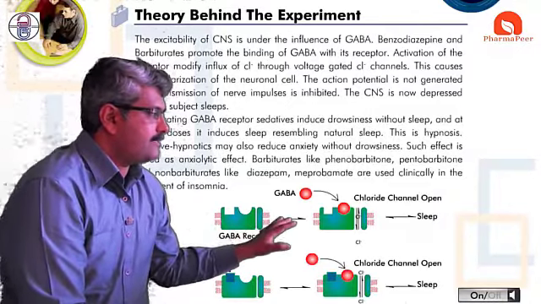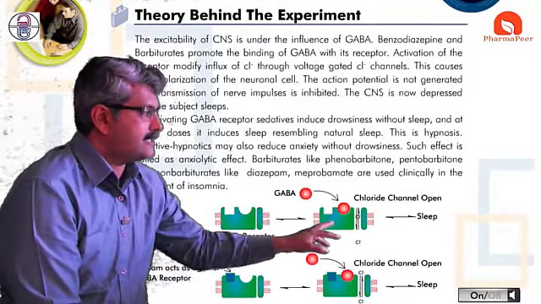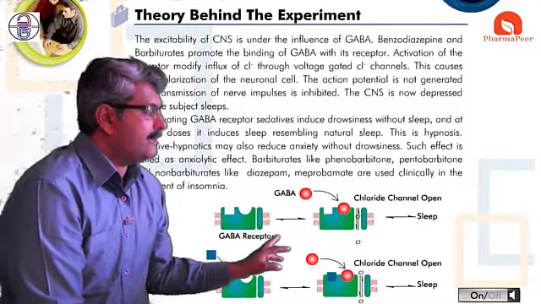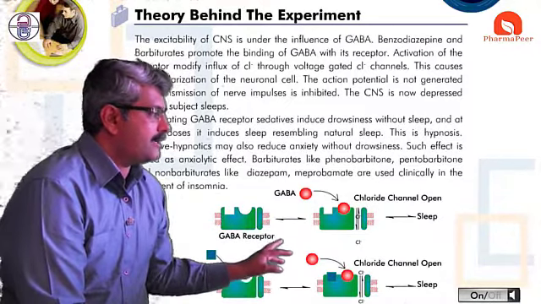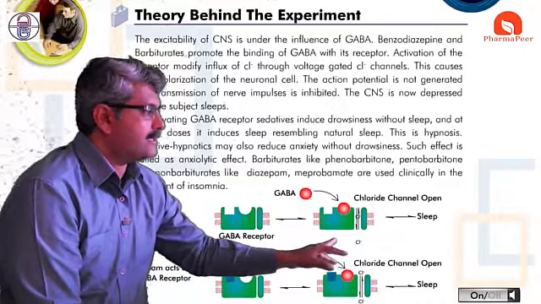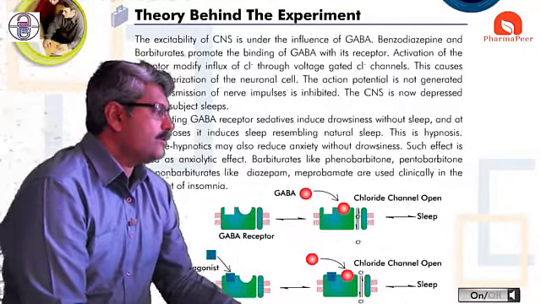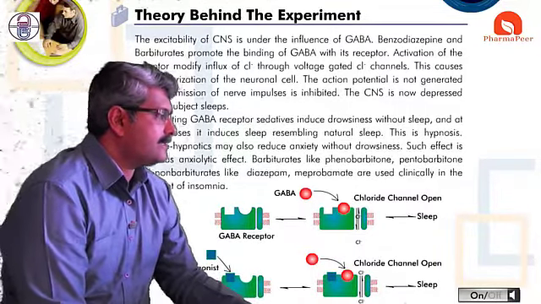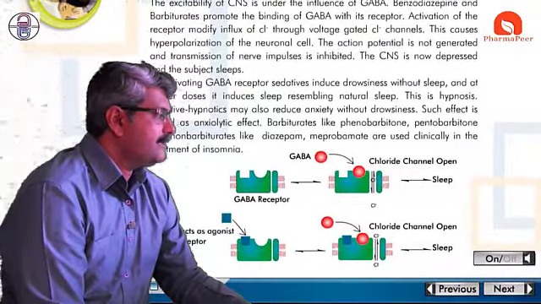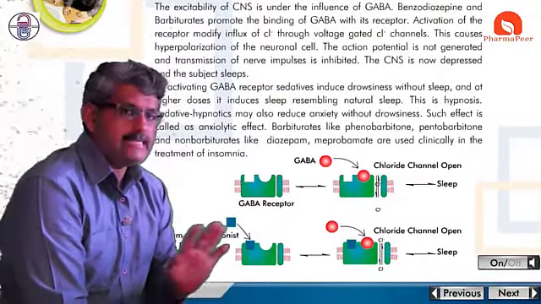So this is the mechanism of action of GABA. GABA binds with the GABA chloride receptor, and due to the binding of GABA, the chloride channels open, and chloride ions enter inside the cell. As chloride ions enter the cell, there is sleep.